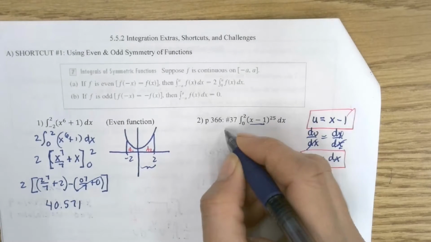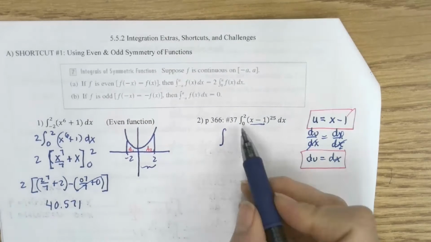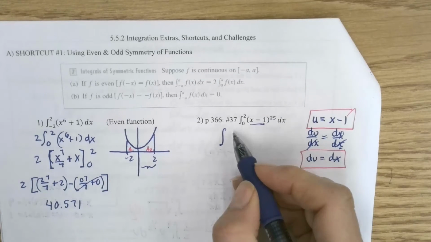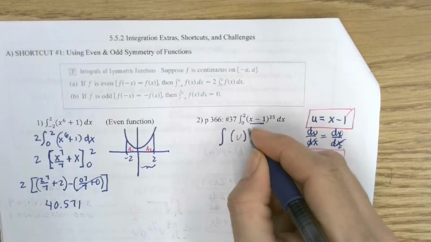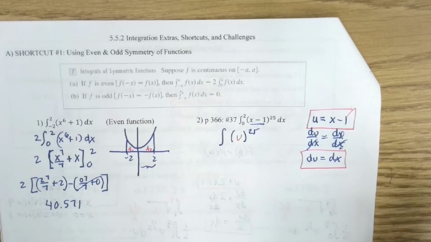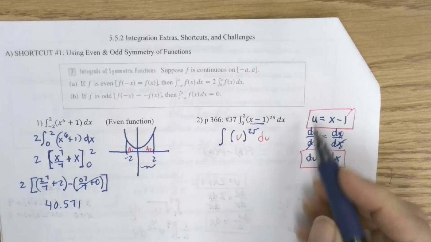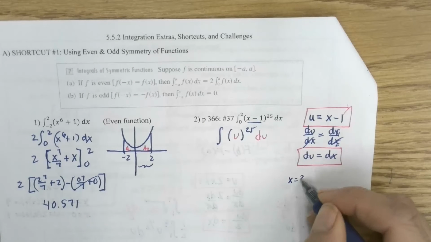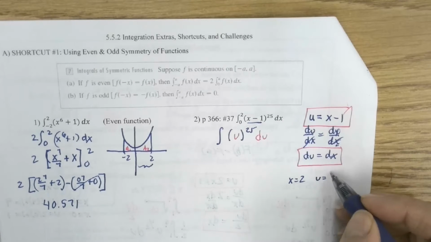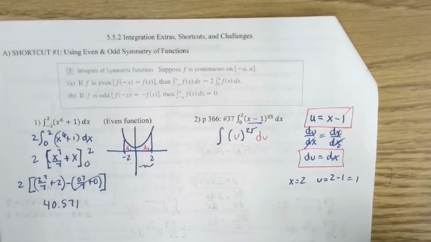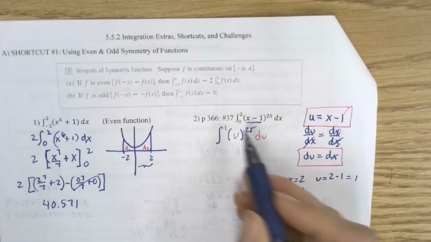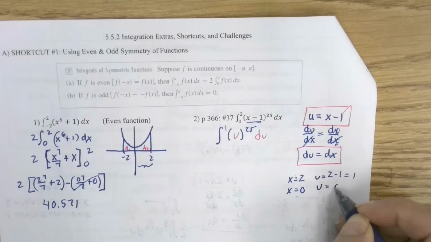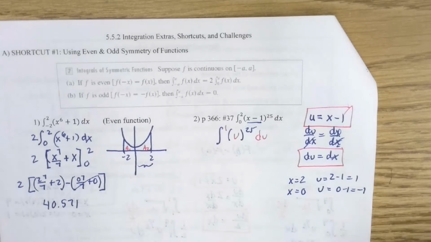So my integral carries down. I'm going to change my limits in just a moment. My x minus 1 really gets replaced with a u and bring down my 25th power. My dx now gets replaced with a du, and I'm going to change my limits over. So when x equals 2, u equals 2 minus 1, which is 1. And when x equals 0, which is my lower limit, u equals 0 minus 1, which is -1.